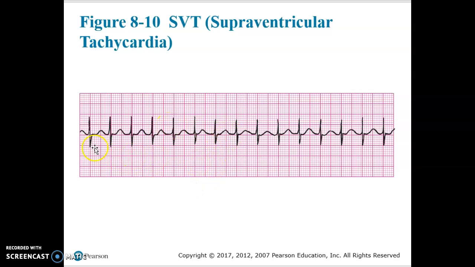Let's look at our heart rate. It's regular, so let's just get a mean rate. 1, 2, 3, 4, 5, 6, 7, 8, 9, 10, 11, 12, 13, 14, 15. 15 multiplied times 10 gives us a heart rate of 150. Okay, so we see our QRS and we see a T. Do we see P's here? We do not see P's. There are no P waves.